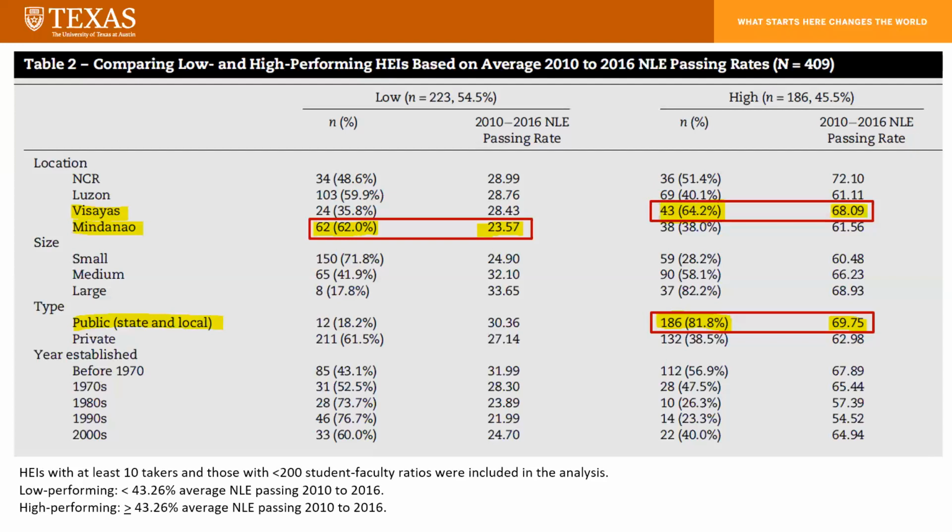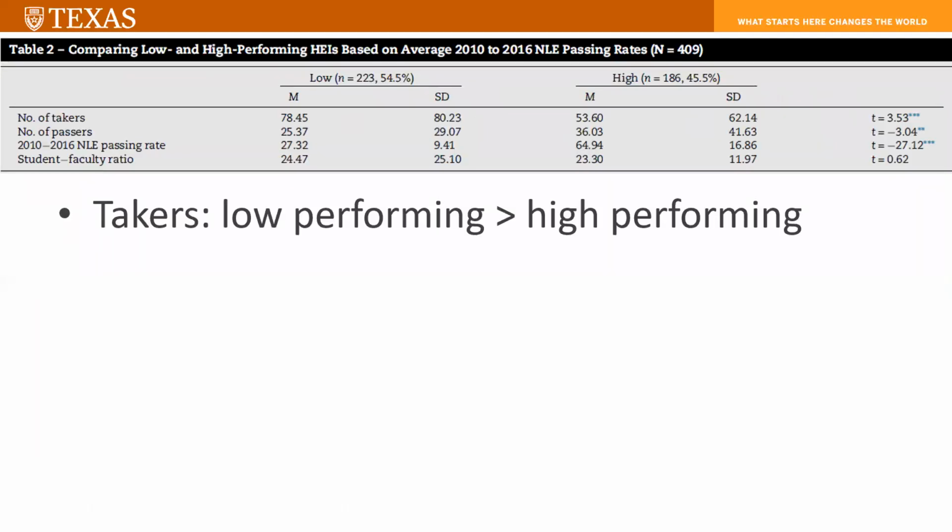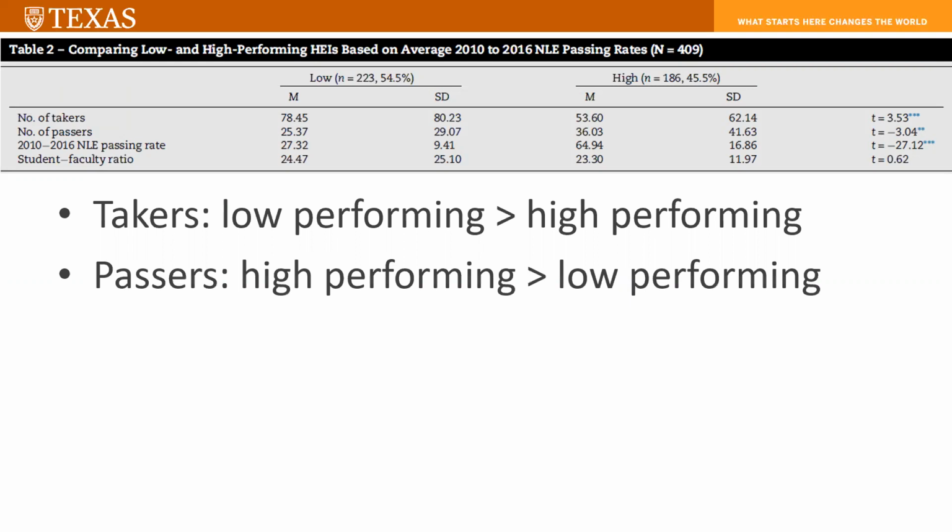Another pattern that we noticed is that there are more takers in low performing schools than high performing schools. And in terms of passers, it's the opposite. There are more passers in high performing than low performing schools. So this is a point that seems to be interesting.